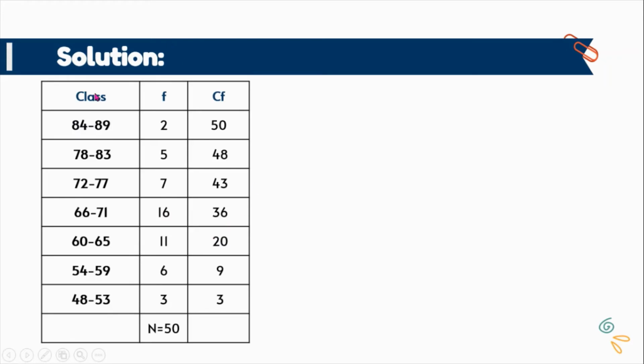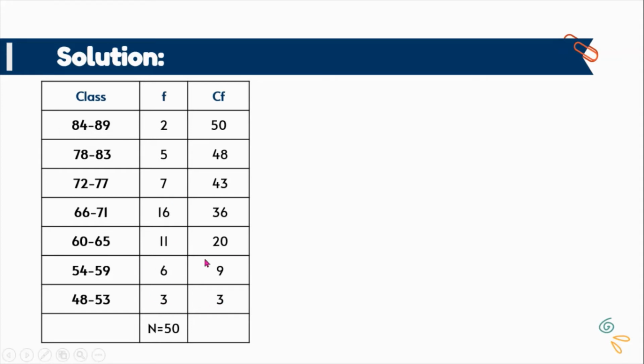So here, the first column is the class given. The frequency here is already given. And this is the cumulative frequency. So how do we get the cumulative frequency? To compute the cumulative frequency, add its frequency to the frequencies of the previous class interval. So the frequency here is 3, so the cumulative frequency here is 3.